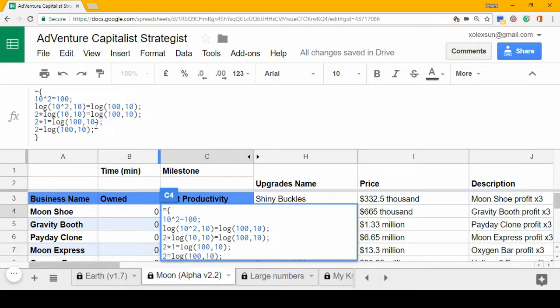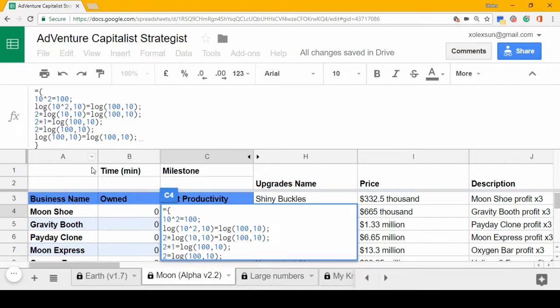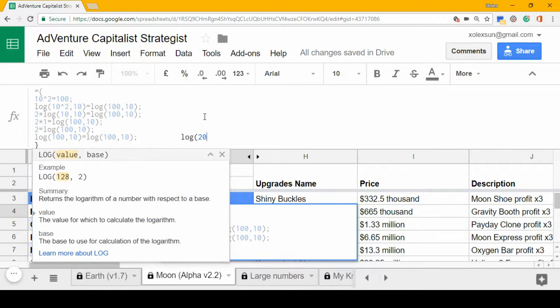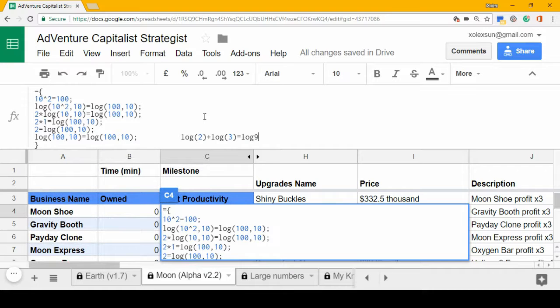Okay? So right now, I'm going to add one more equation. 2 equals log 100 base 10, they are the same thing. So I can write them as log 100 base 10 is equal to log 100 base 10. This is the model that I'm working with to convert the value that we were talking about previously, which is log 2 plus log 3 equals log 6.